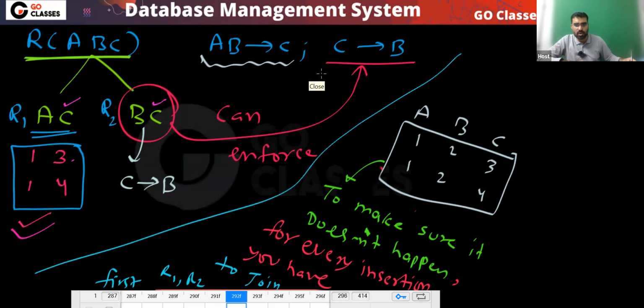Our decomposition is lossless. I am not saying that this was already there. Nick, you are thinking about this in the wrong direction. I am not going from R to R1, R2. I am going from R1, R2 to R. Are you getting my point? It is lossless. That is what I'm saying.